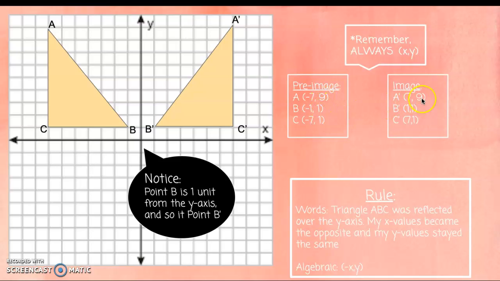9, 1, 1. Oh, that's ironic. 9, 1, 1. All right. So they stayed at the same spot up here. A stayed at 9 on my y-axis. B and C stayed at 1 on my y-axis. But my x value became the opposite of whatever it was. So before, over here it was -7, now it's at 7. And over here, -1, now we're at 1. And here, -7 to 7. All right? So algebraically, it's saying -x, y, because it's the negative version of whatever x was, and y stayed the same.